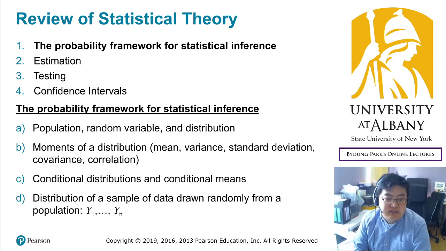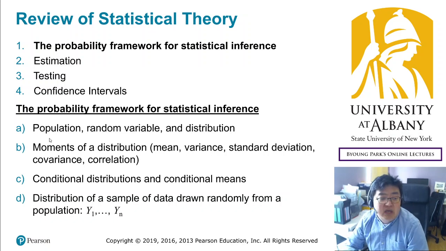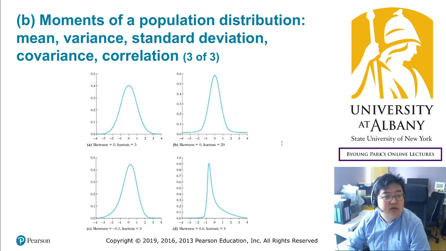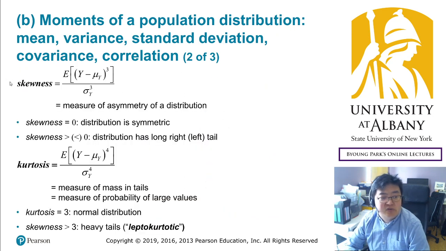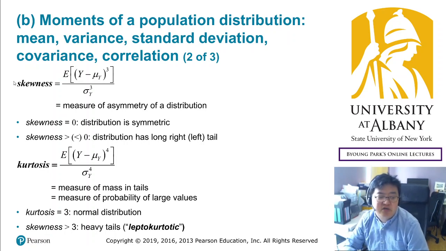Hello, this is the second lecture for eco420W. Last week, in the previous lecture, I reviewed the basic concepts of the probability framework. So we learned what is the population, what is the random variable, and what is the distribution. And then we reviewed what is the mean, the variance, and the standard deviation. We also learned skewness and kurtosis as an extension of that expectation.